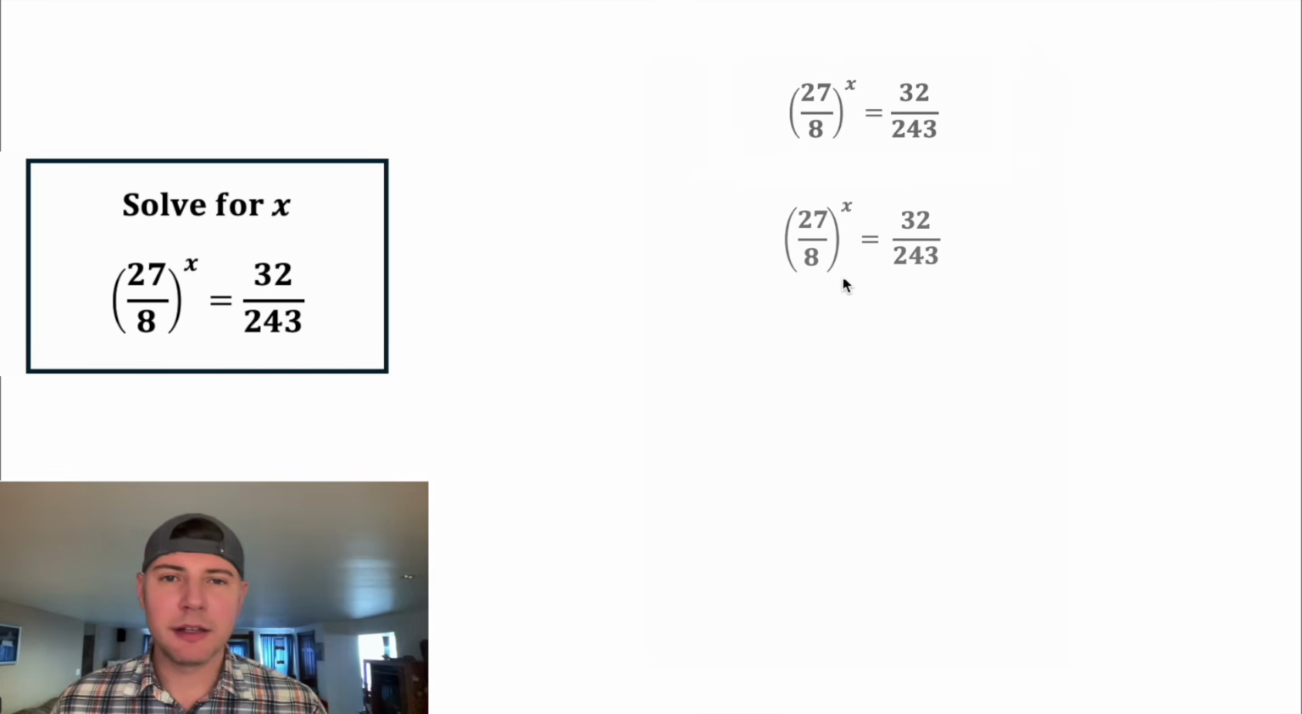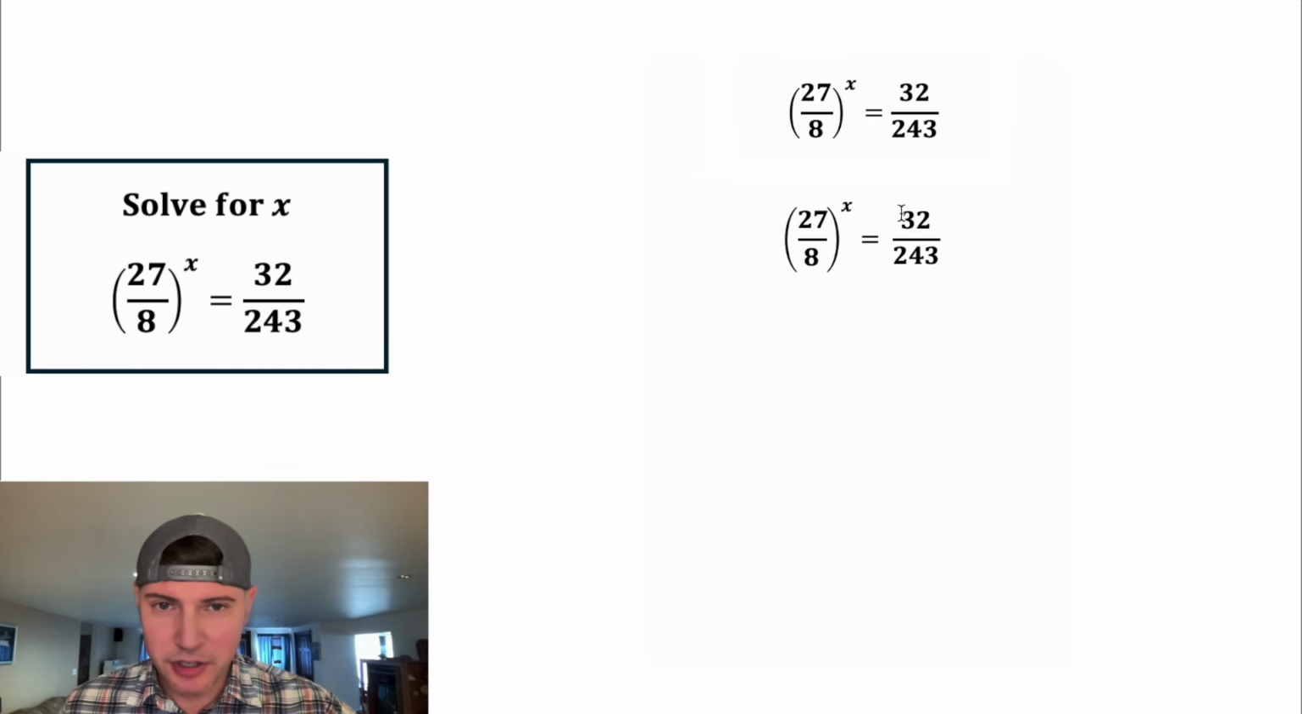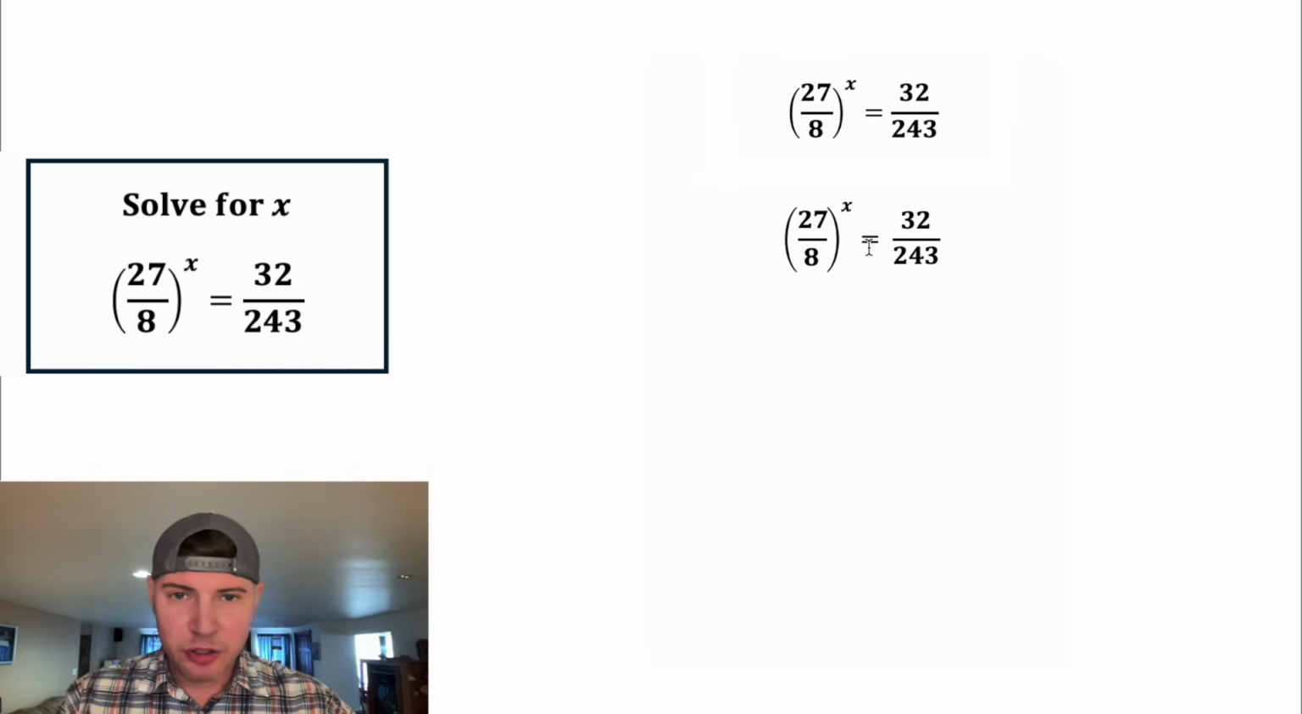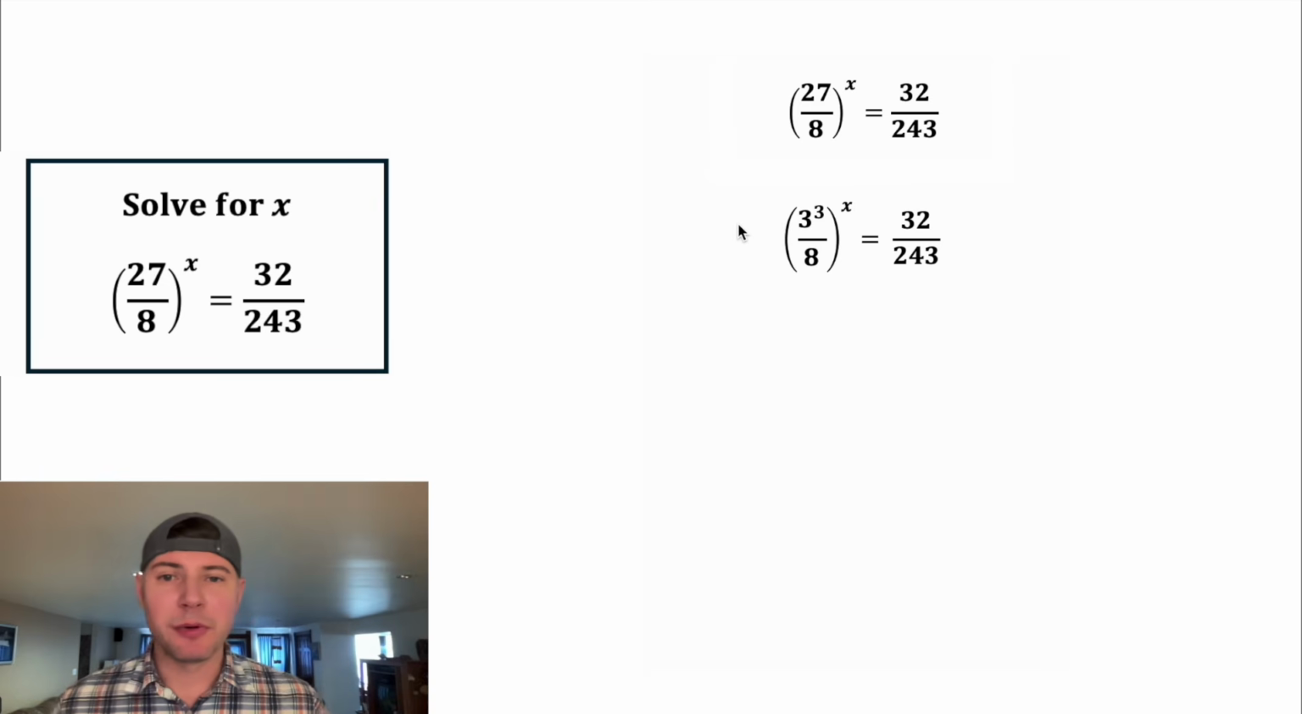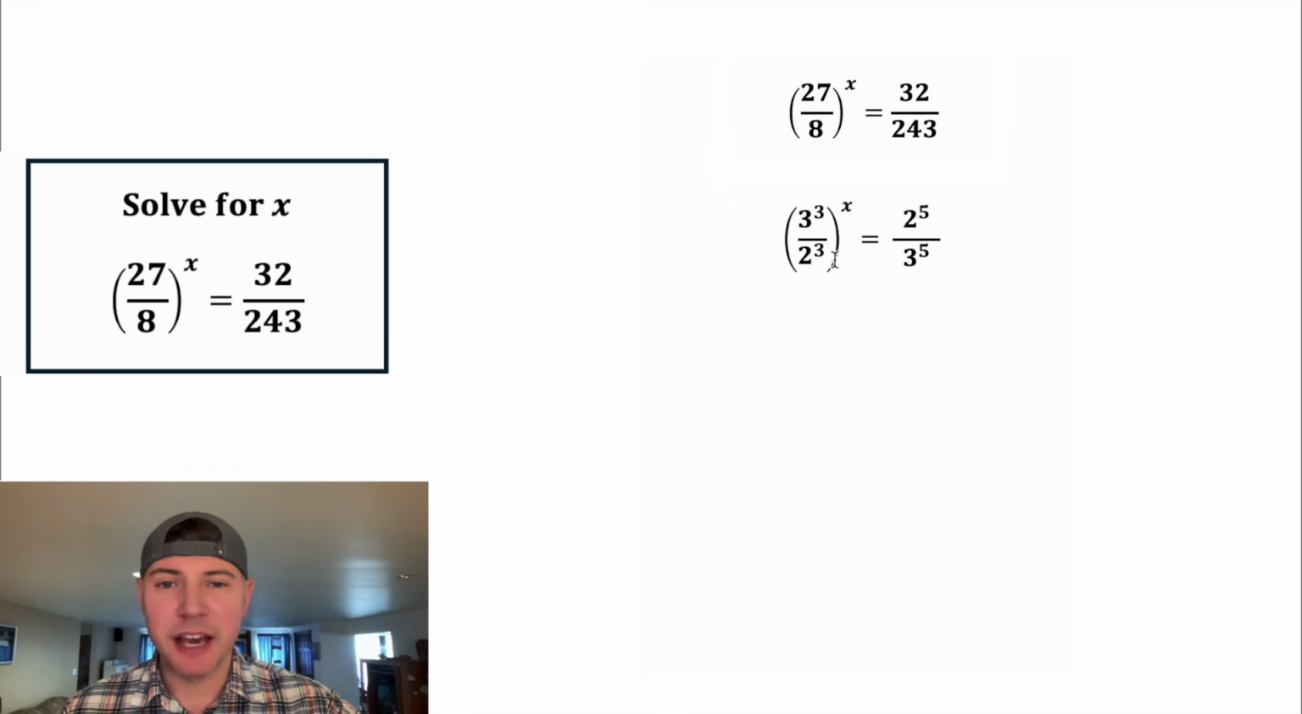2, 1. First, let's rewrite each of these numbers in terms of their primes. 27 is the same thing as 3 cubed. And 8 is the same thing as 2 cubed. 32 is the same thing as 2 to the 5th power, and 243 is the same thing as 3 to the 5th power.